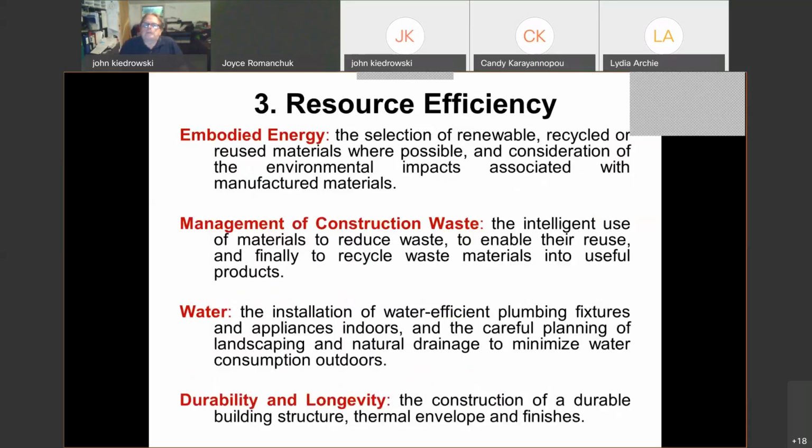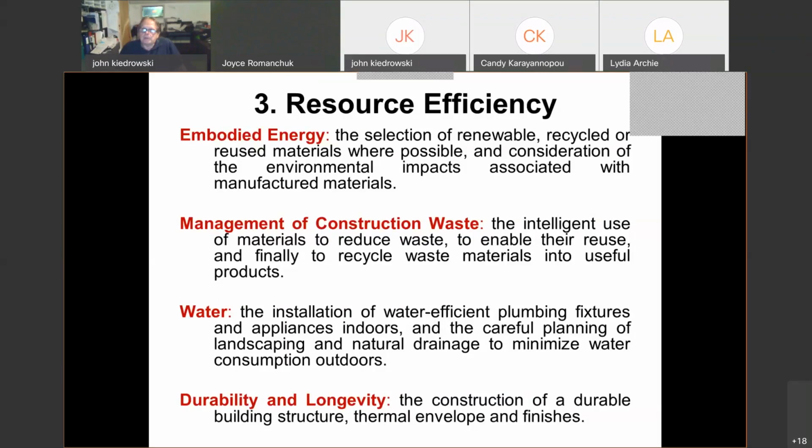How about resource efficiency? We look at things such as embodied energy, the selection of renewable, recyclable, or reused materials where possible. Management of construction waste. More waste to the dump means maybe we should think about how we reduce waste in general. And water: water efficient plumbing fixtures.